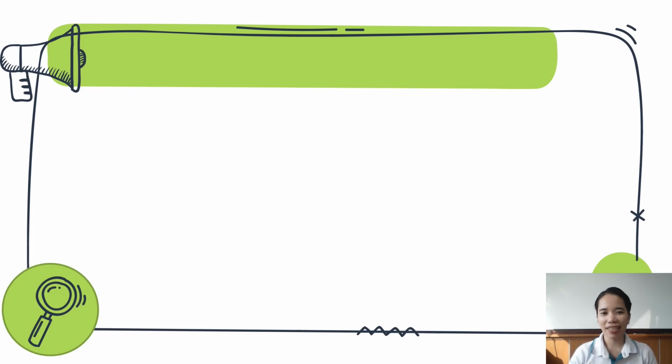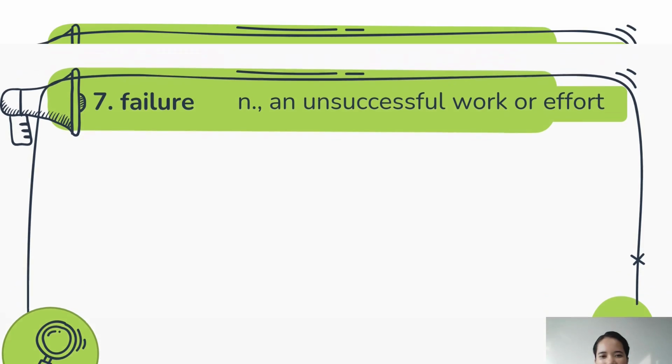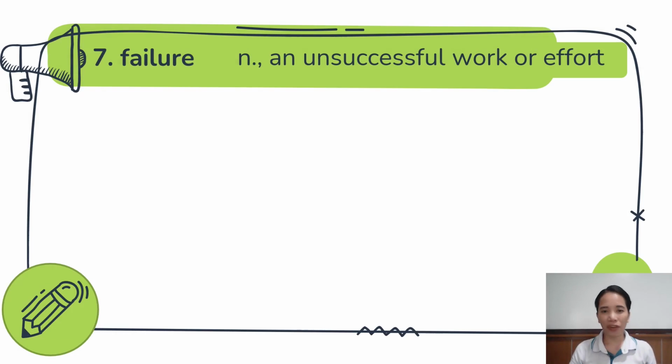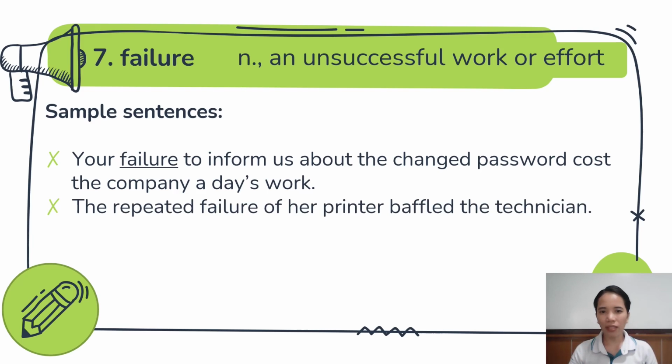Our next word is failure. It's a noun, and the meaning for this is unsuccessful work or effort. For example, your failure to inform us about the changed password cost the company a day's work. Next example, the repeated failure of her printer baffled the technician.